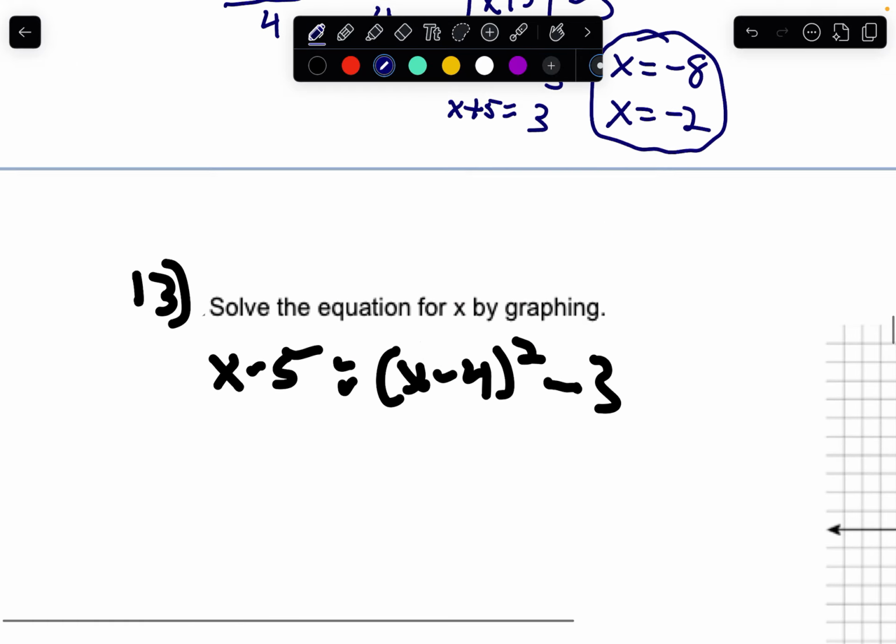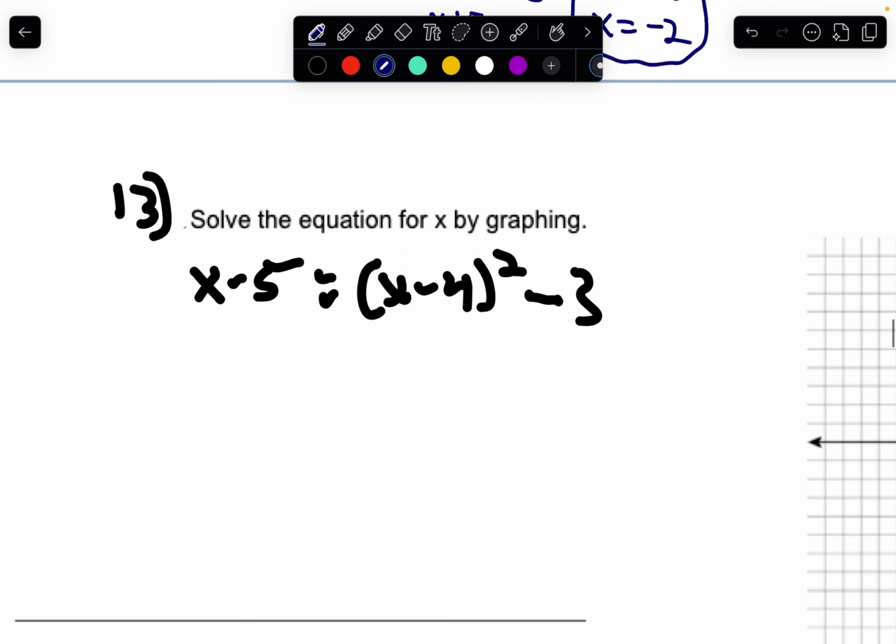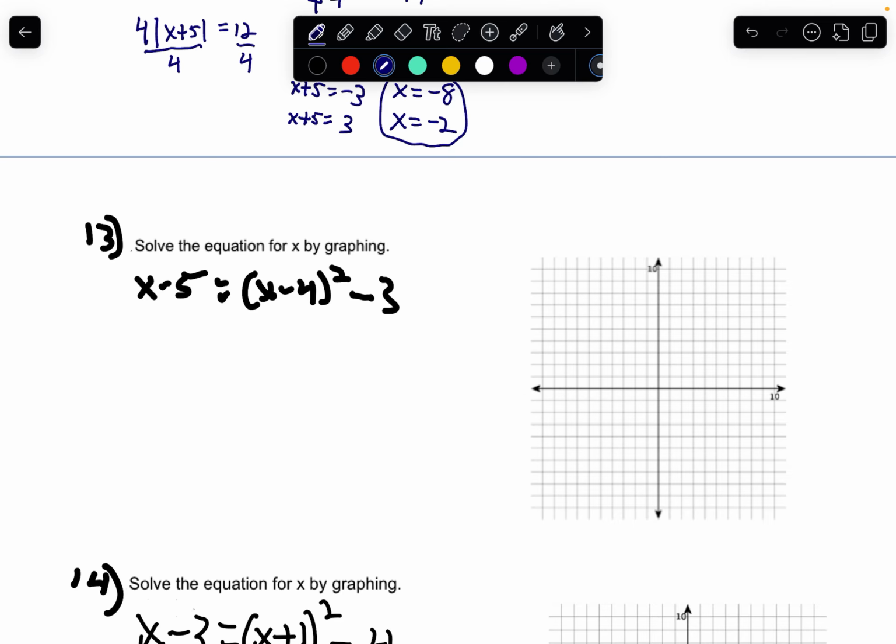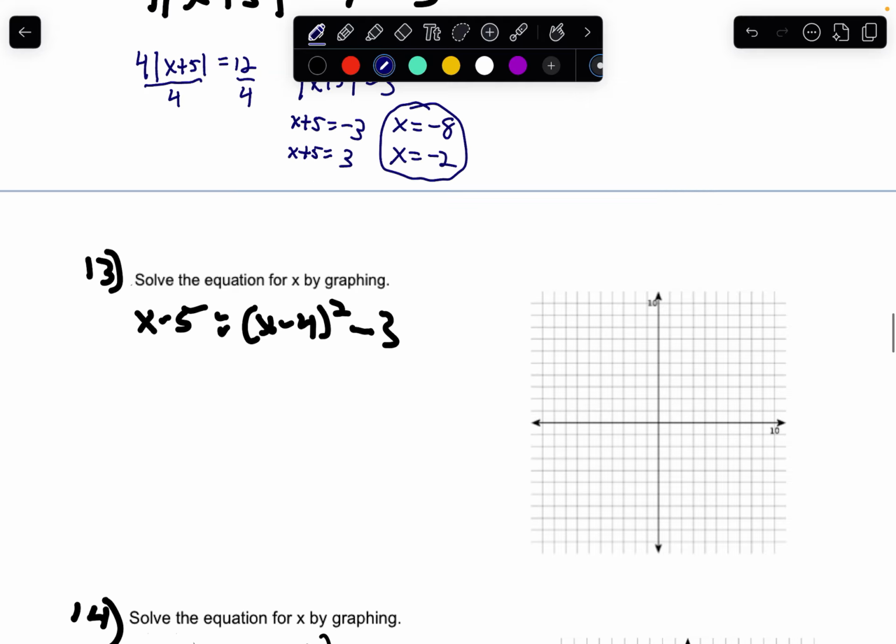And now is question 12. Notice question 13, solve the equation for x by graphing. Now it's a quadratic. I have 2 of these. Not sure why you only have 1 on the test. I think this is where I hiccuped a little bit on examples. So to do this, we have to graph both sides of the equation. So on one side, I'm going to graph y equals x minus 5. And then on the other side, I'm going to graph y equals x minus 4 squared minus 3.